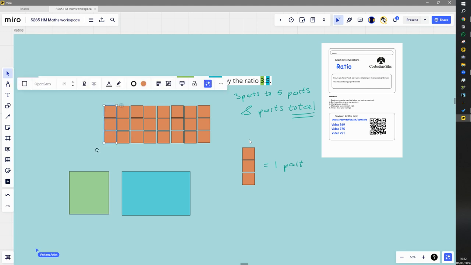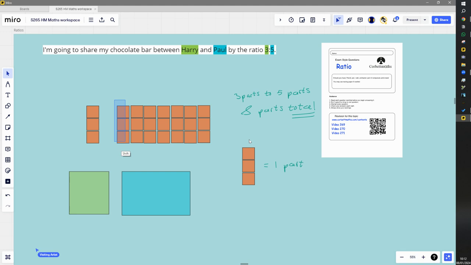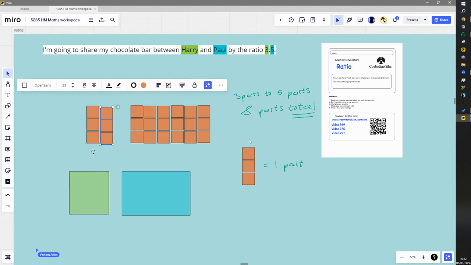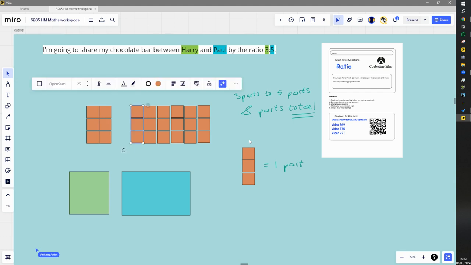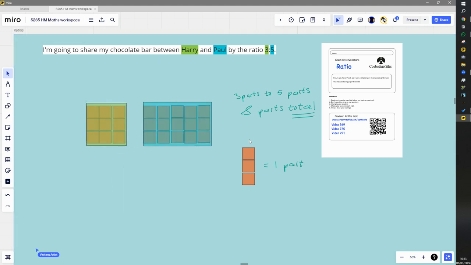So Harry needs to, let me move this up here a second. Harry needs to have 1 part, 2 parts, and 3 parts. And then the rest of it is for Paul. So this lot here is Harry's, and all these is Paul's. And as you can see, there are 1, 2, 3 parts, and 1, 2, 3, 4, 5 parts for Paul. So this is what we mean when we divide something by 3 to 5.